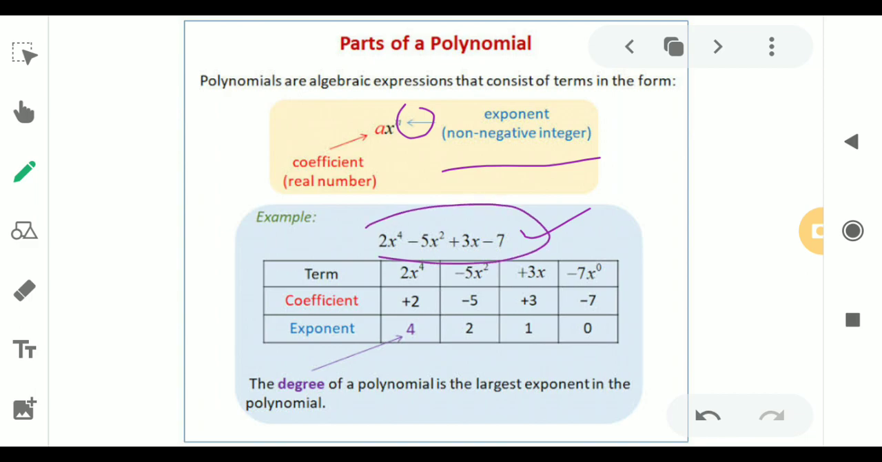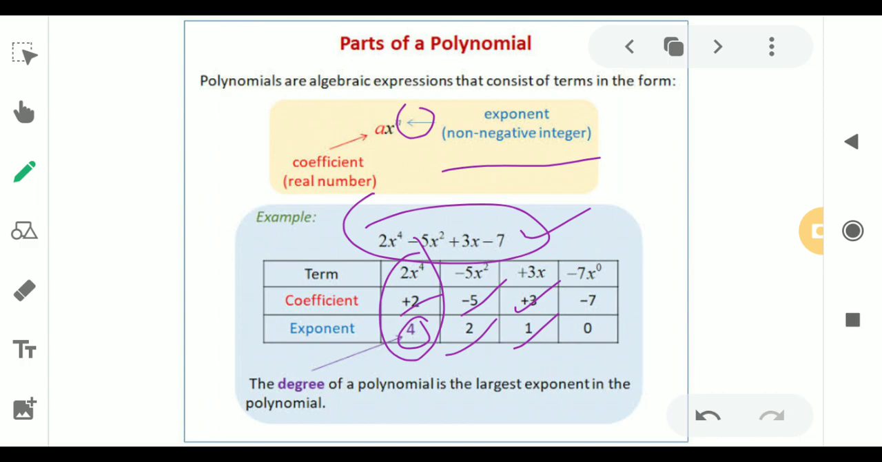So if you see this example, 2x to the power 4 minus 5x square plus 3x minus 7. Here, see the term 2x to the power 4. In the term 2x to the power 4, the coefficient is plus 2. Okay? And the exponent of the variable is 4. Similarly, the second term, minus 5x square. Here, the coefficient is minus 5 and the exponent is 2. Similarly, the next term, plus 3x. The coefficient is plus 3 and the exponent is 1.